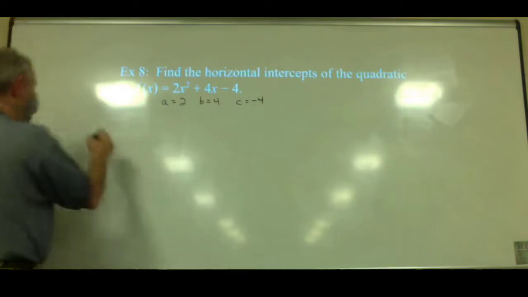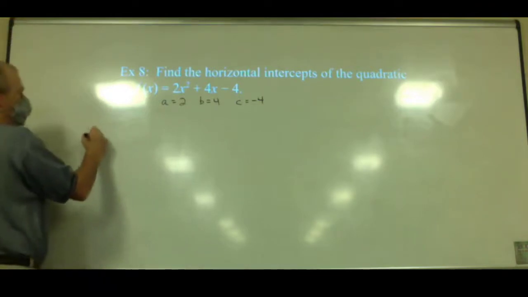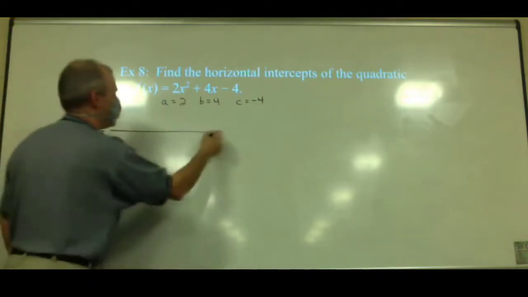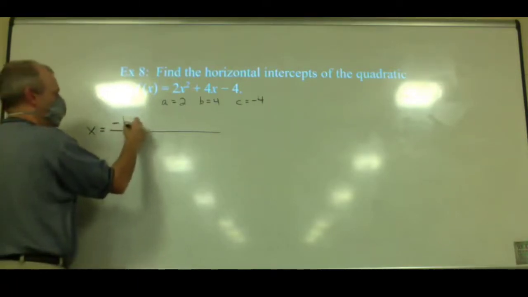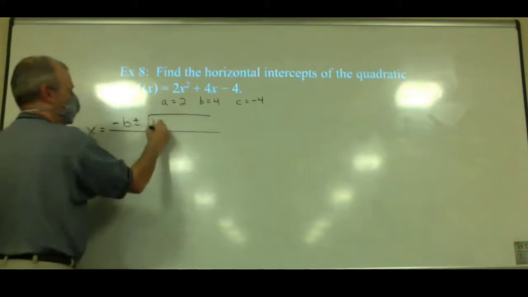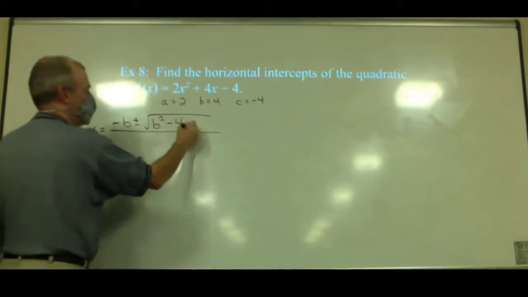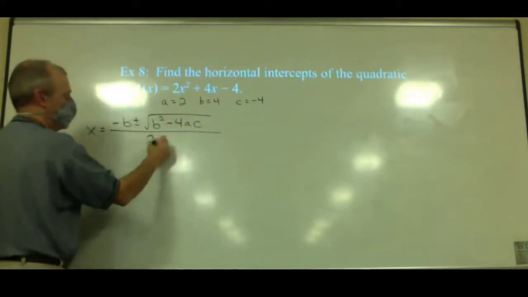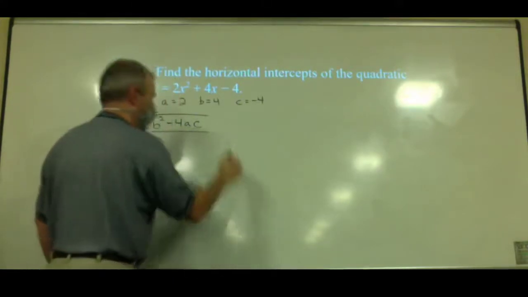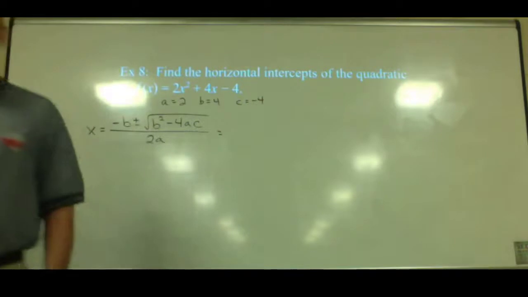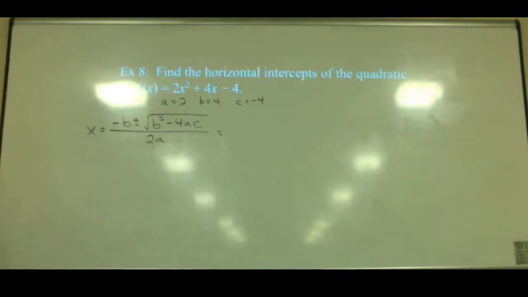So I'm going to start right here. x equals. I'm just going to write this down. You have it on your paper, but it's the opposite of b, plus or minus the square root of b squared minus 4ac. And then underneath, you have 2a. Now, all we're going to do at the beginning is plug in the numbers. We're not going to do any math right now. We're just going to plug in the numbers.